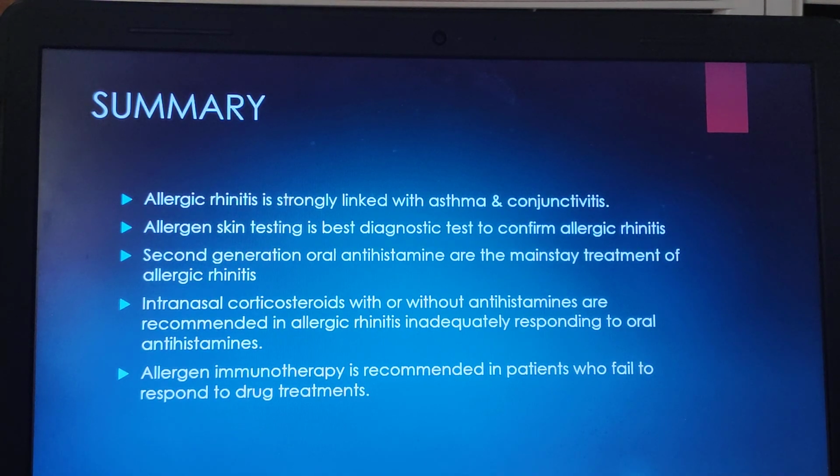So to summarize, we can say that allergic rhinitis is strongly linked with asthma and conjunctivitis. It is not just a disease of the nasal cavity. It may involve the respiratory tract completely. The allergen skin test is the best diagnostic method to confirm the disease. The second generation oral antihistamines are the mainstay of treatment. The intranasal corticosteroid with or without antihistamines is recommended in allergic rhinitis which is not responding to anti-allergics. And finally, allergen immunotherapy is recommended if the patient fails to respond to the drug treatment.